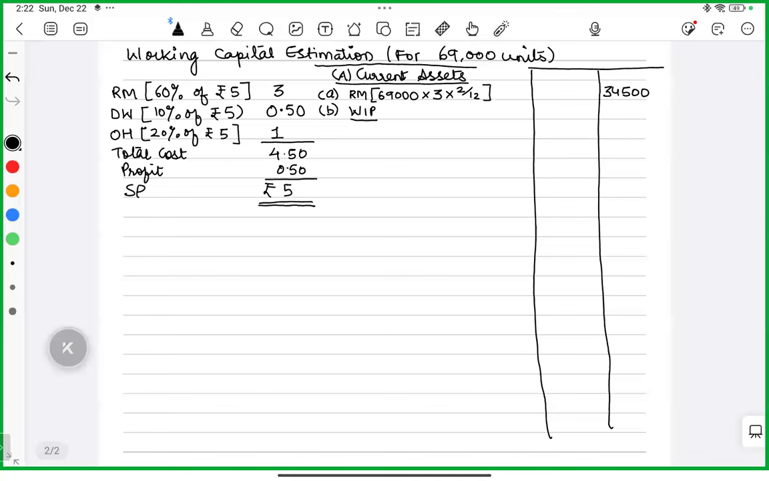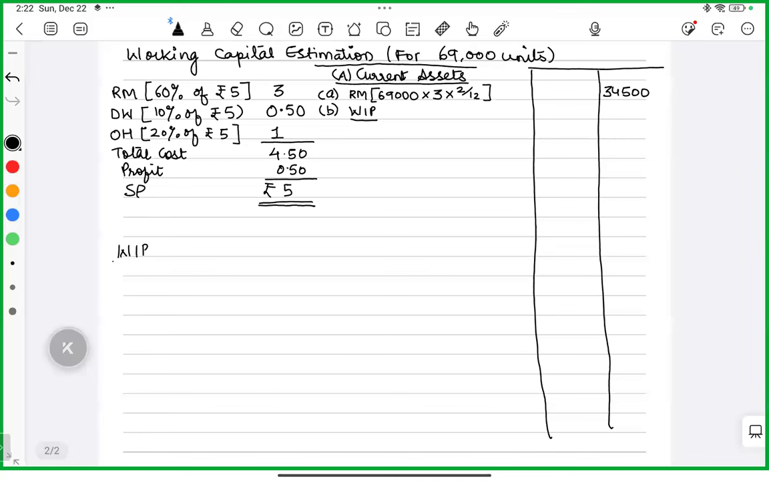Now, what is work in progress? So basically, you have sent some raw materials to the production department, and there are some expenses like wages and overhead that have been incurred on this work in progress. That is in an attempt to convert raw materials into finished goods, but they are not converted into finished goods as of now completely. Hence, they are work in progress.